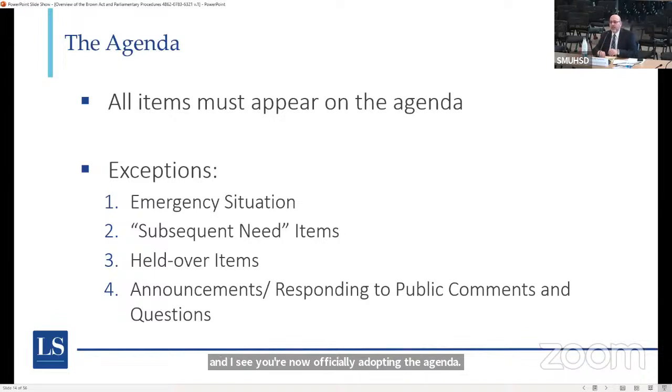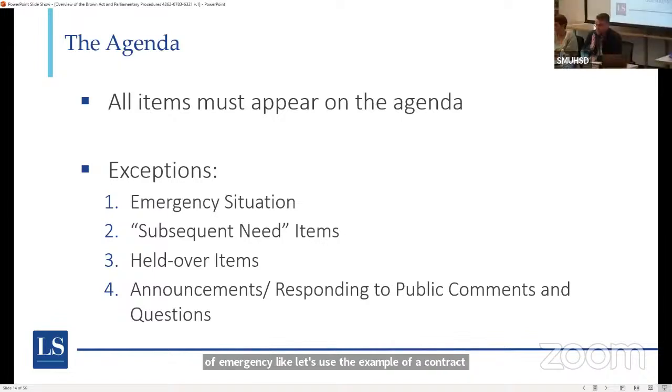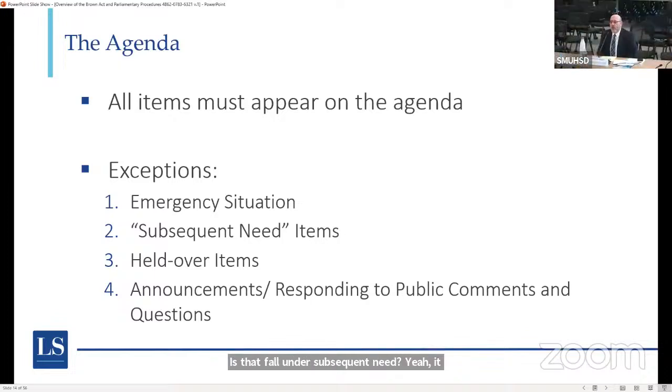Does it have to fall under some kind of emergency? Like, let's use the example of a contract. We found out later that, oh my gosh, we have to have this contract signed by a certain date. We didn't know until after the agenda was posted. That's not necessarily an emergency, but if we don't sign that contract, and I'm making this up, it's going to fall through and we won't get the service for students. Does that fall under subsequent need? Yeah, it can. And that's why subsequent need is what we call it. It's not emergency. It's a need arose.